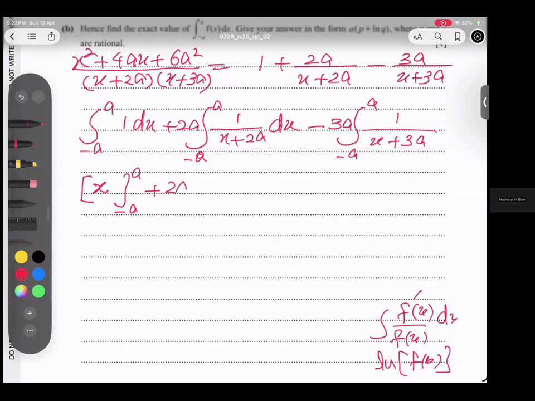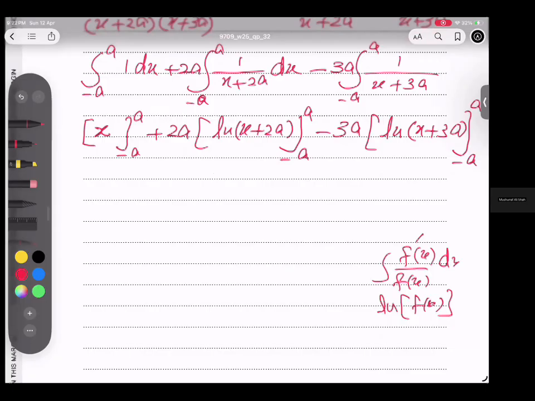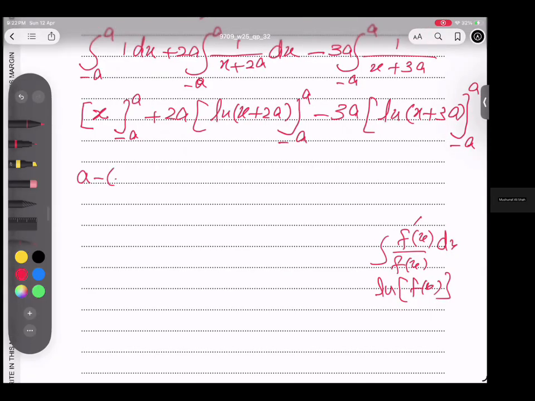And what about this? Log of x plus 2a. What about this? Same story: log of x plus 3a. Okay. Now we are going to replace the values here, upper limit minus lower limit. The upper limit is a, minus the lower limit negative a, so I got 2a.